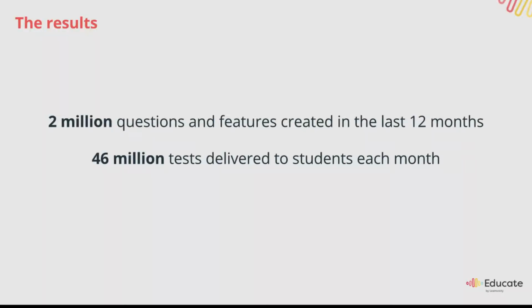Balancing the needs of content creators and developers and answering to our product objectives has resulted in some impressive growth. Our authoring tools have helped our customers create over 2 million questions and features in the last 12 months. Our customers deliver an average of 46 million tests to students each month. These numbers are only the content that we know of. We have customers with private self-hosted solutions and their own item banks, so that number is going to be even larger. These numbers affirm that we're succeeding on our product objectives, and we're pretty proud of them.